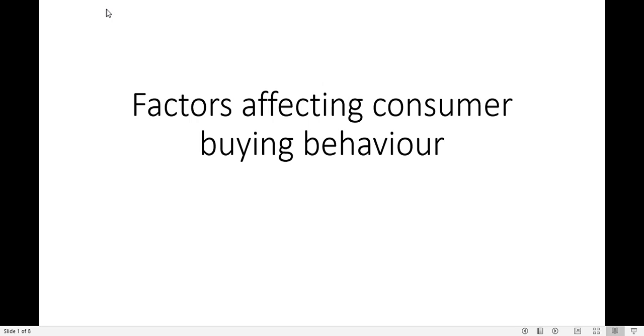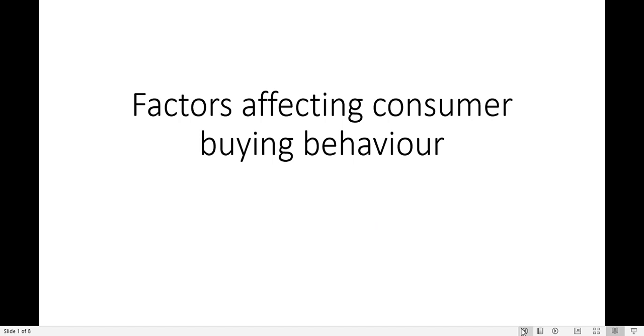So let us start with factors that affect consumer buying behavior. This comes under marketing management, CBSE, topic consumer behavior, session 2. Factors that affect consumer buying behavior. So what is consumer buying behavior?